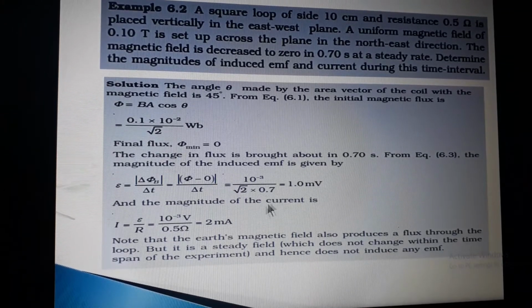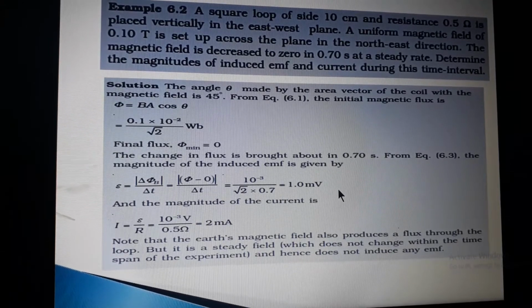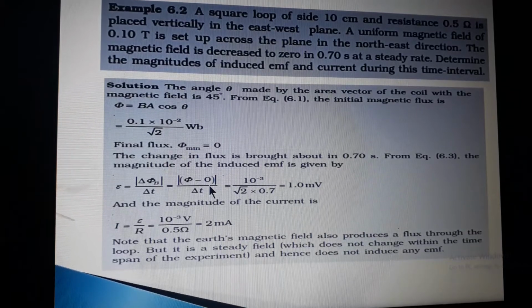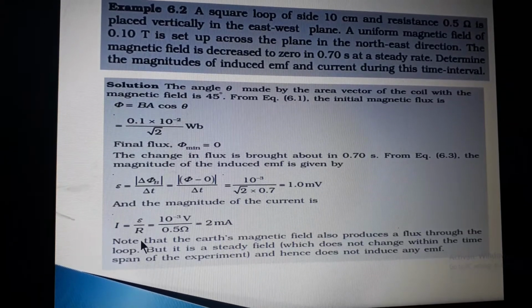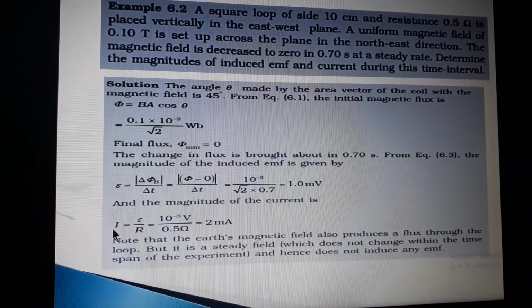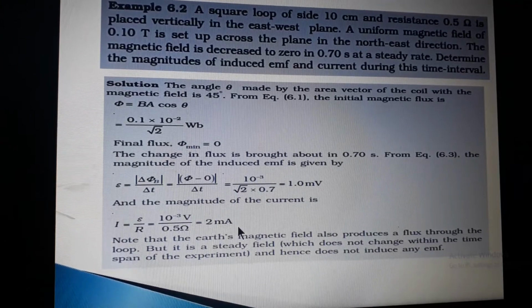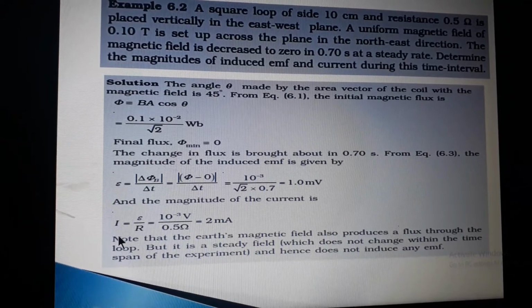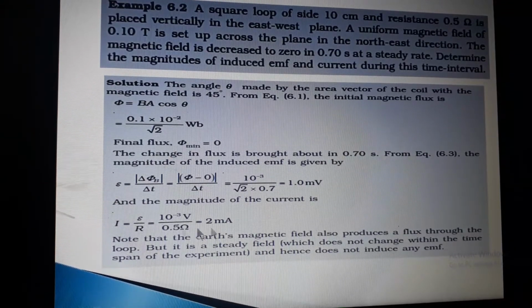So actually this one is 10 raised to minus 3 volt, because 1 millivolt is equal to 10 raised to minus 3 volt. Then delta t means time period. Now here R is equal to resistance. The resistance is 0.5 ohm. Now you calculate the value of I. You can easily get 2 milliampere. So in this way you can easily calculate the EMF E and the current I.